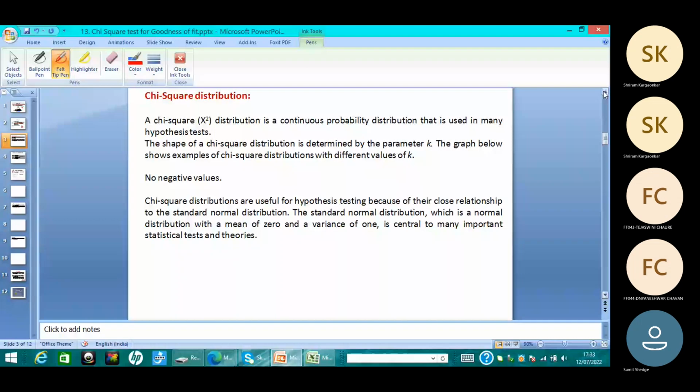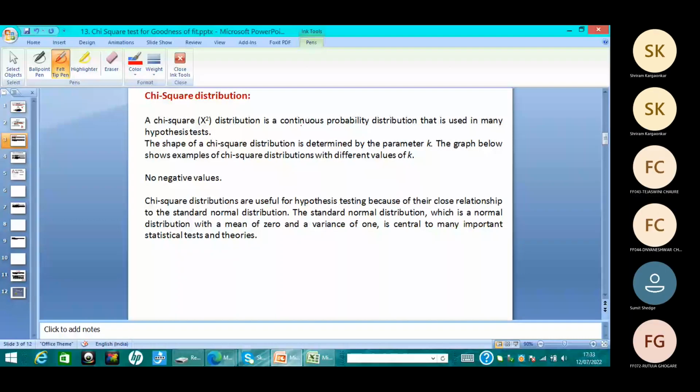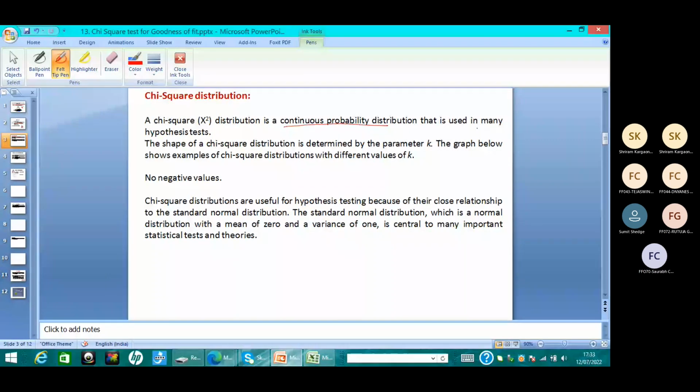The chi-square distribution is a continuous probability distribution that is used in many hypothesis tests. The shape of the chi-square distribution is determined by the parameter k. K is what? Degrees of freedom. The graph is not available here, I will show you later on. It does not take negative values. So the graph is like this, a kind of skewed graph.